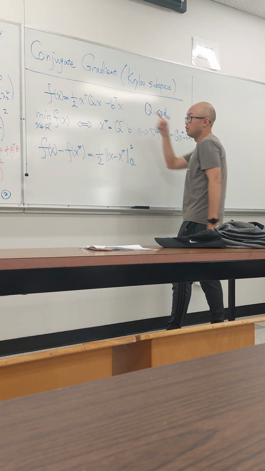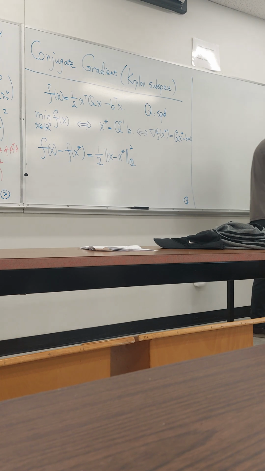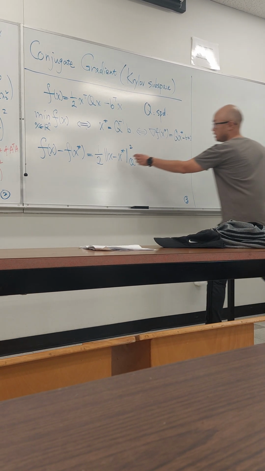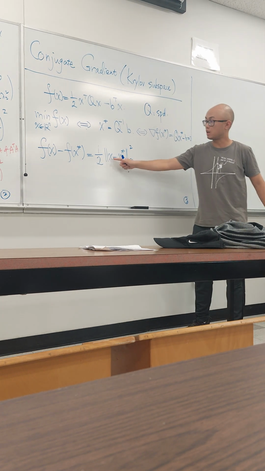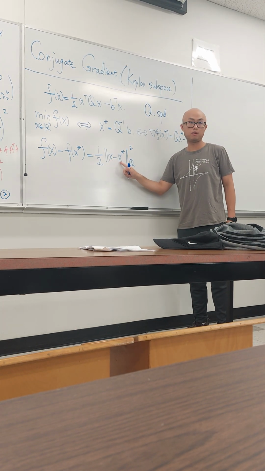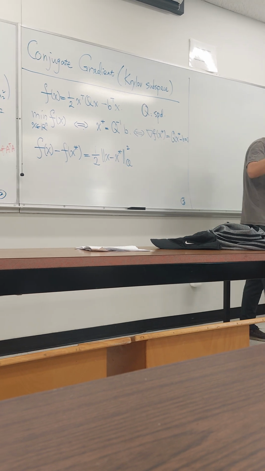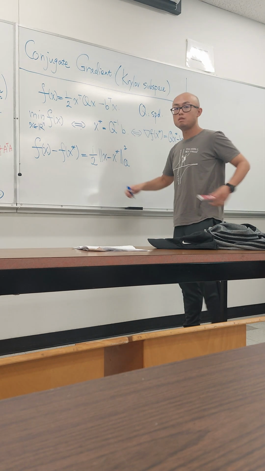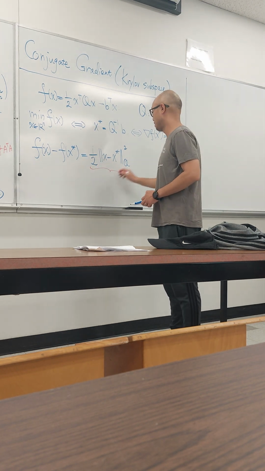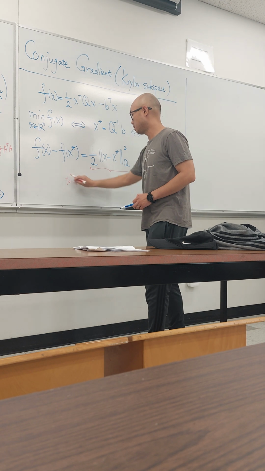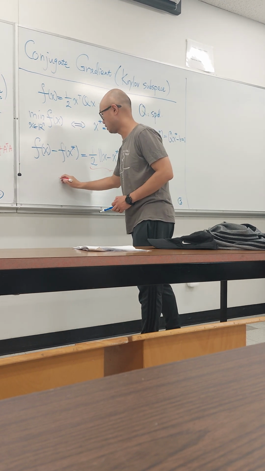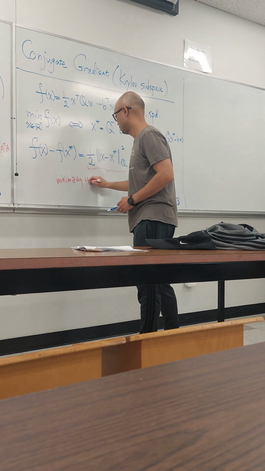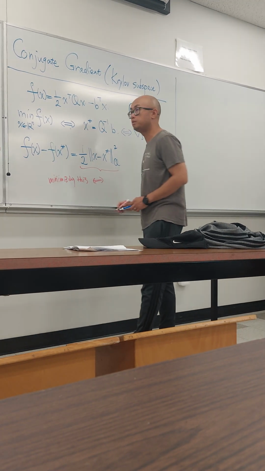Okay, so now we've converted a minimization problem. So we minimize the function, it becomes we minimize the distance of the current x we're at to this local minimizer. So it becomes we want to minimize the distance. And minimizing this is equivalent to finding the projection.